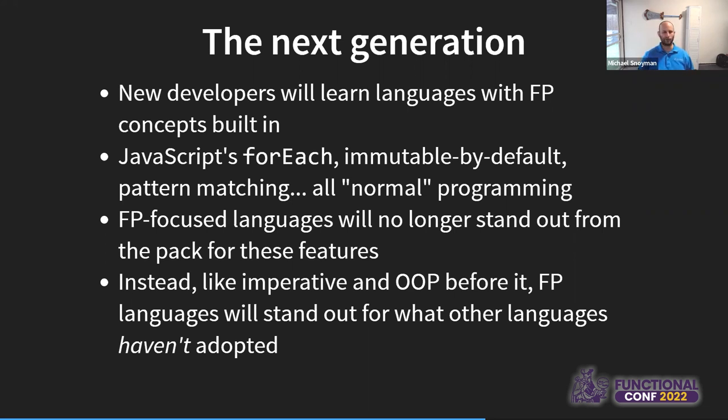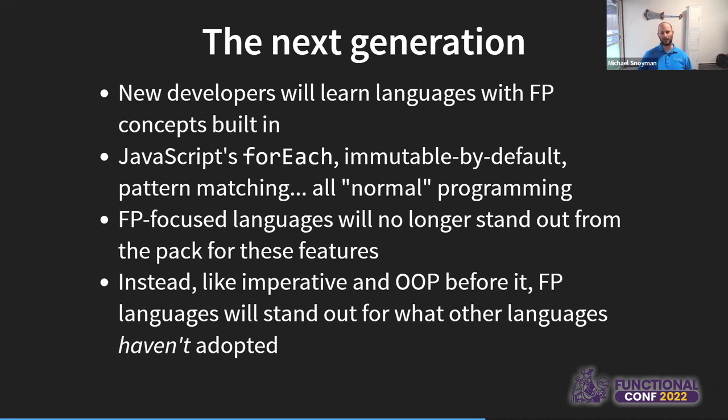People today who are learning JavaScript are learning about map right from the beginning. People learning Java and even C++ perhaps, they're learning all these things from the get-go. forEach, immutable by default kind of coding standards, pattern matching, all of this is considered normal programming, not some kind of weird FP thing that we have to do instead. As a result, FP-focused languages like Haskell or Scala or Clojure or other kinds of languages are no longer gonna stand out from the pack based off of these features.